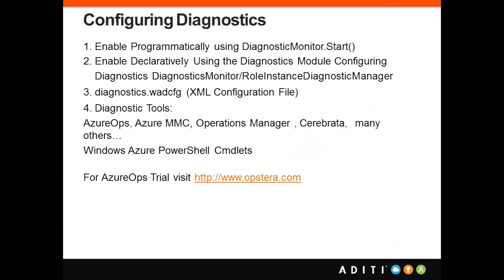After talking about how to remotely configure it, let us come back and see what are the mechanisms by which we can configure the diagnostics. The first one is to enable it programmatically using a static class called DiagnosticsMonitor.Start method. Before that, we can set up the configuration parameters, saying that I want to monitor the logs, event logs, performance counters, those kinds of information, and then you can call the method DiagnosticsMonitor.Start.